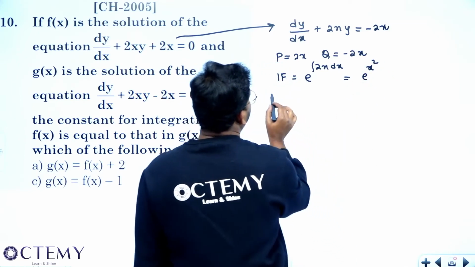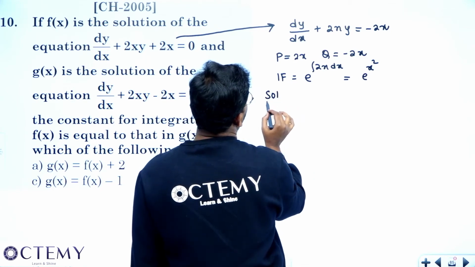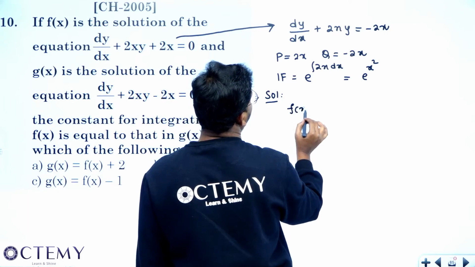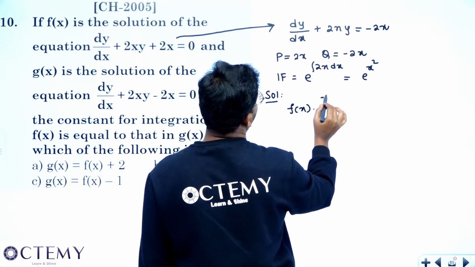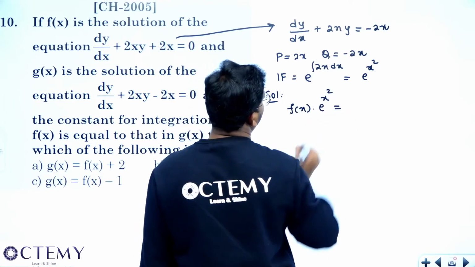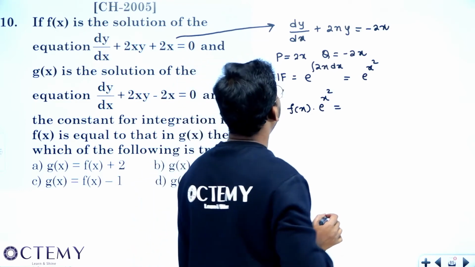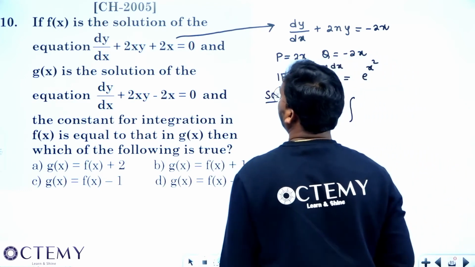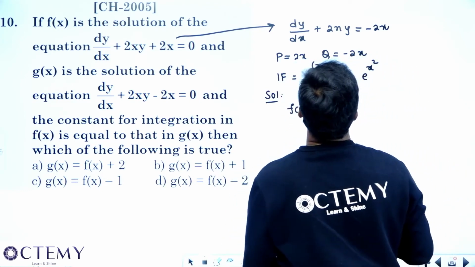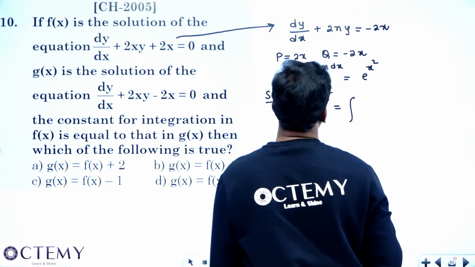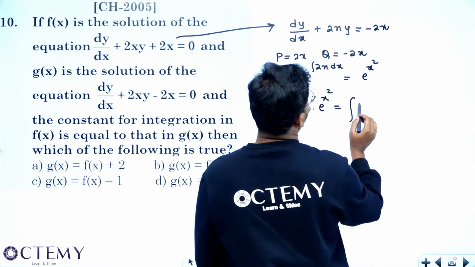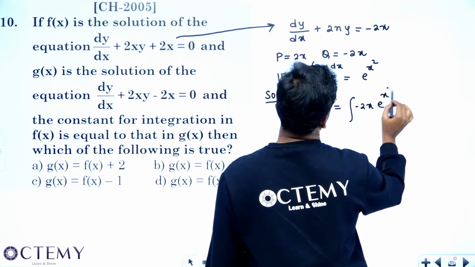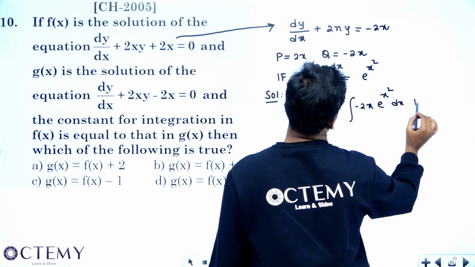What will be the solution? The solution here will be y into the integrating factor. I am calling the solution f of x, so f of x into the integrating factor e power x square is equal to the integral of q. The integral of 2x is x square. So this will become the integral of q, that is minus 2x into e power x square dx plus c, right?